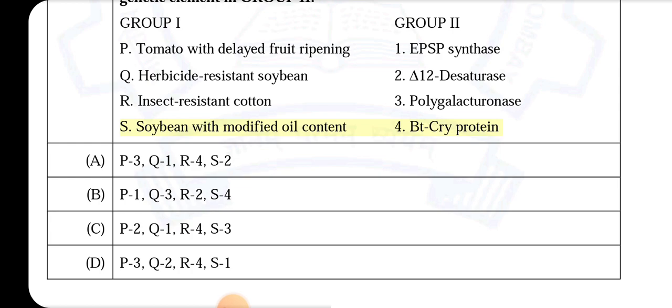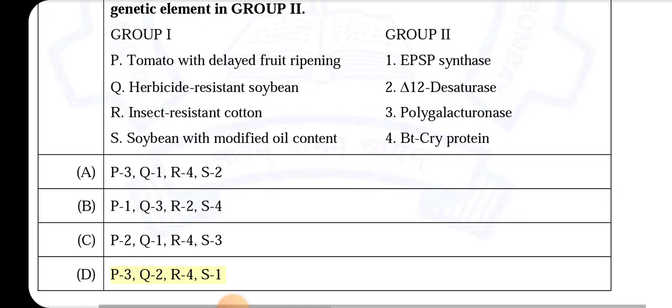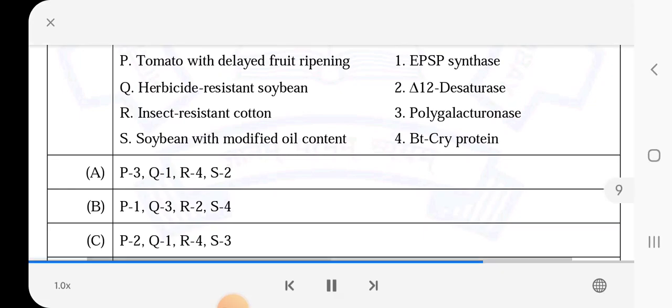A. P3, Q1, R4, S2. B. P1, Q3, R2, S4. C. P2, Q1, R4, S3. D. P3, Q2, R4, S1.